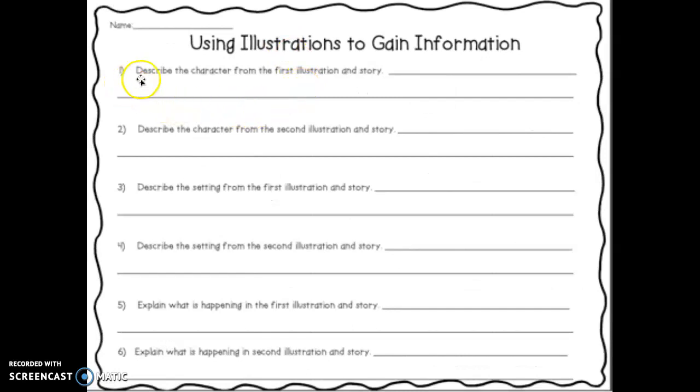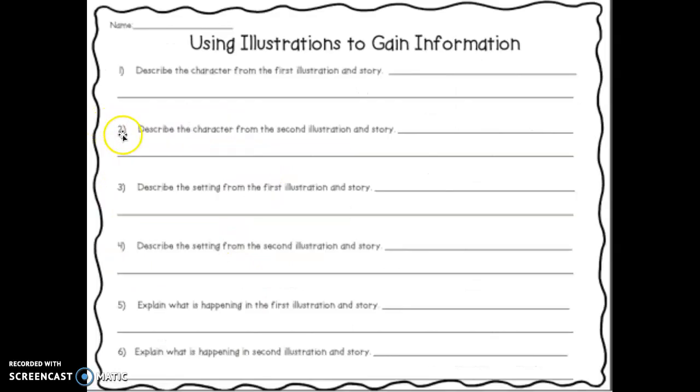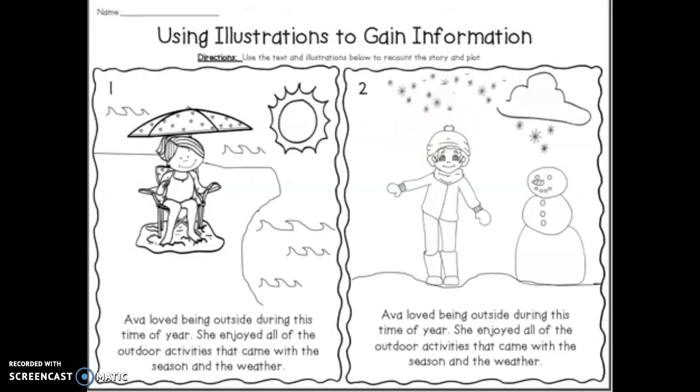Question number 1. Describe the character from the first illustration and story. So you are going to write in a complete sentence and you're going to describe the character from the first story. Question number 2. Describe the character from the second illustration and story. Okay, same thing, answer in a complete sentence, but this time you're using the character from the second story.